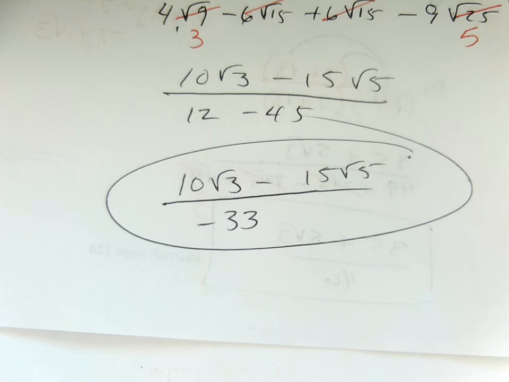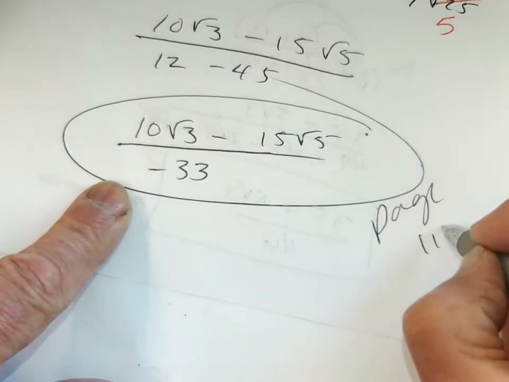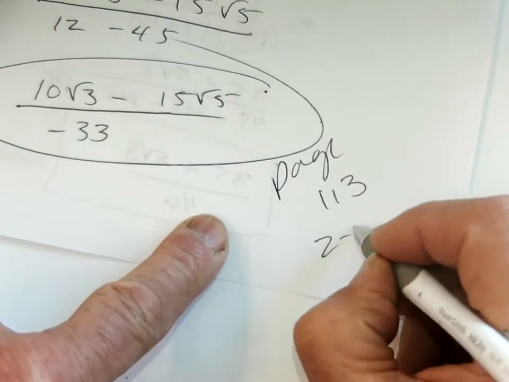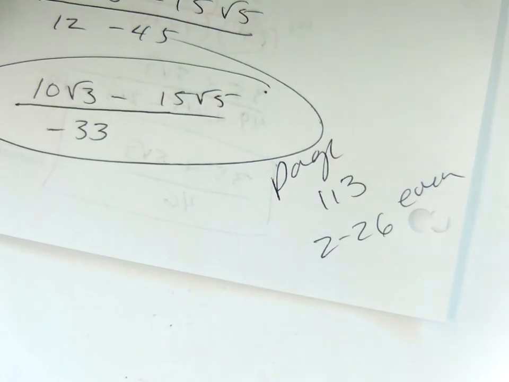What'd you think? Okay, homework. We're going to do a little bit of homework today. It's out of your journal. Only the evens, though. I'm not going to have you do them all. Page 113. We're going to do 2 through 26 even. We're going to take a little bit of a brain break, and we're going to come back, and we're going to work.